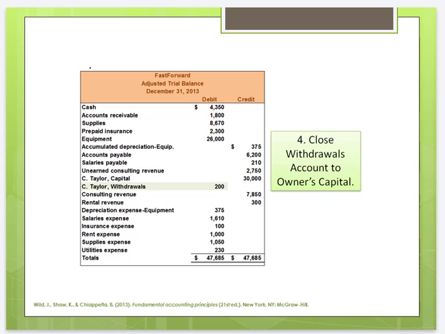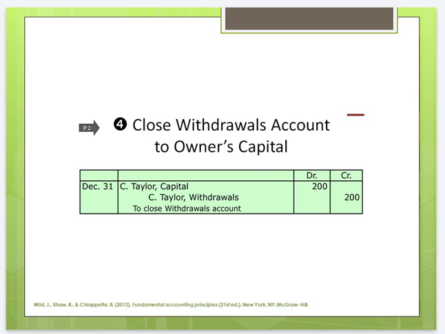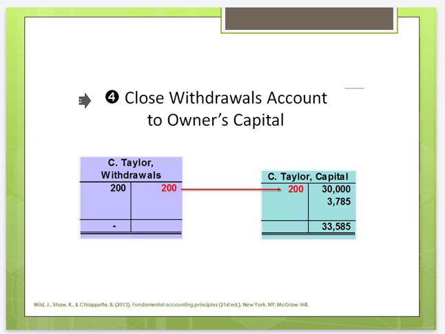You'll notice the withdrawal account carries a debit balance. Therefore, in order to close it, we need to make a credit entry. Therefore, we're going to debit capital for $200 and credit owner withdrawals for $200, as the withdrawals do reduce the balance of the capital account, and here we see the effect of that entry. It has reduced the total balance of our capital account.